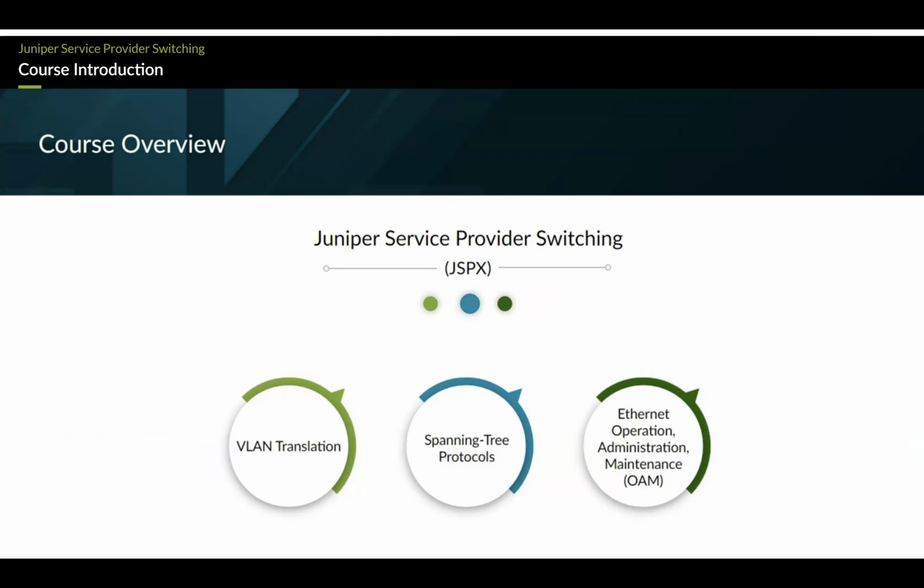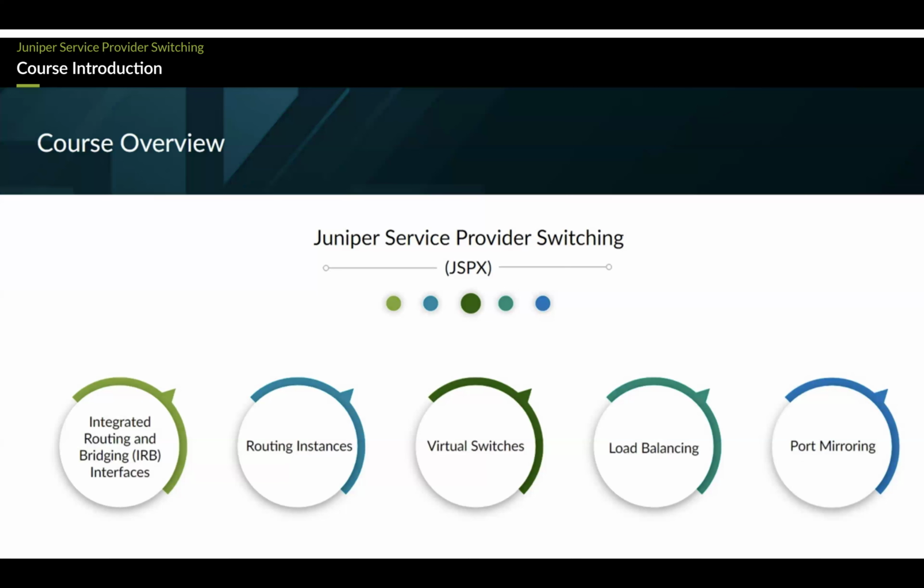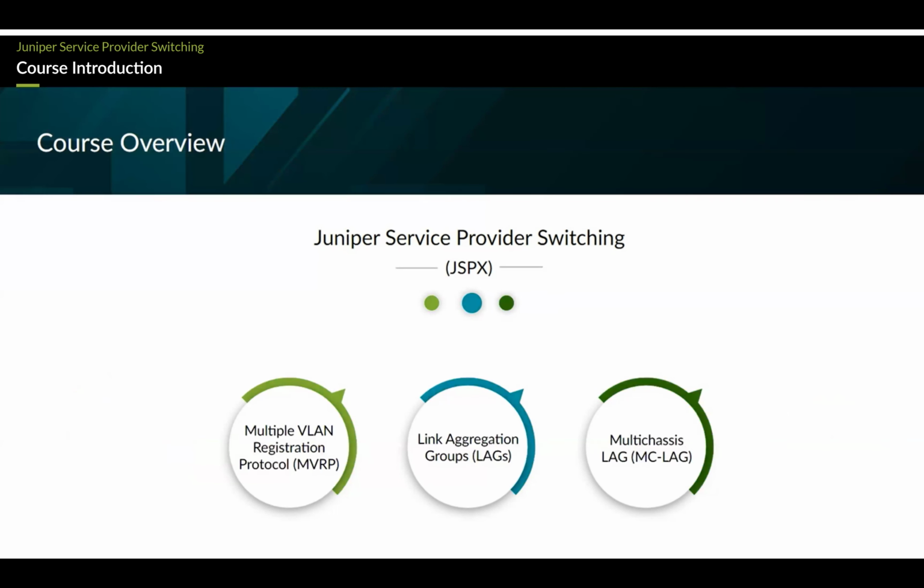VLAN translation, and a protocol called Ethernet operation, administration and maintenance, that is OAM. IRB interface, routing instances that can be virtual switch, logical router, how to load balance, and how to configure port mirroring. Another protocol is the Multiple VLAN Registration Protocol, MVRP, which is basically equal to VTP if you consider a Cisco switch. MVRP is less used in production. Then there are link aggregation groups or LAG, which you can say is like LACP, and the last one is multi-chassis LAG or MC-LAG. So these are the topics from Juniper service provider switching.